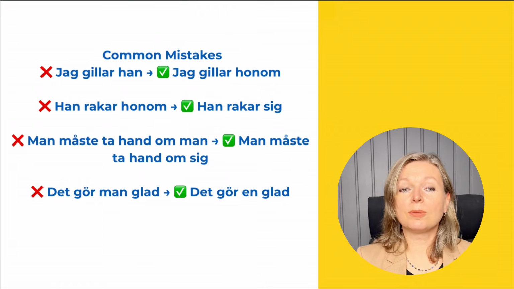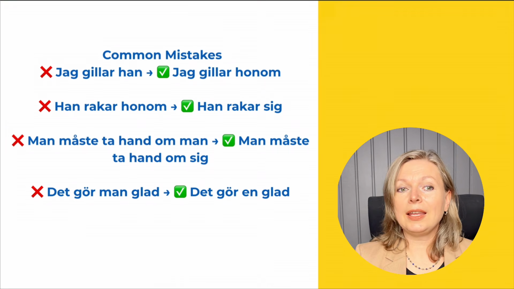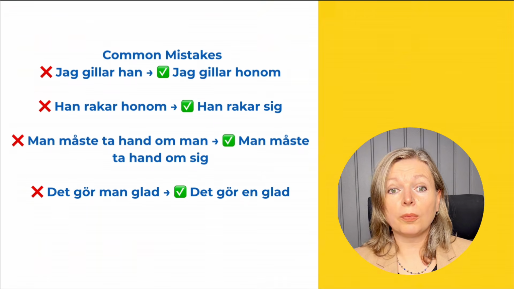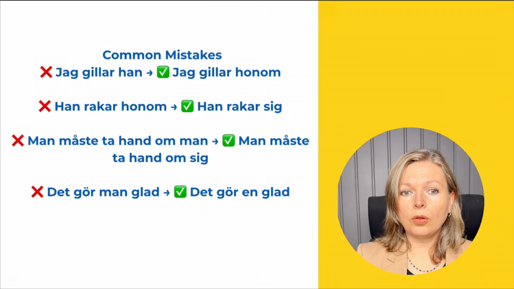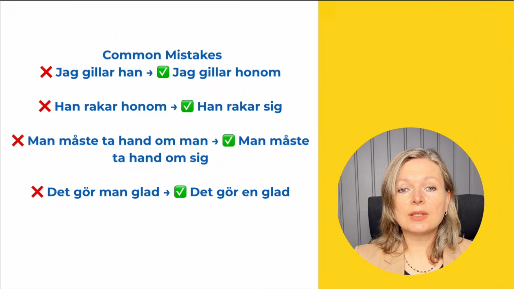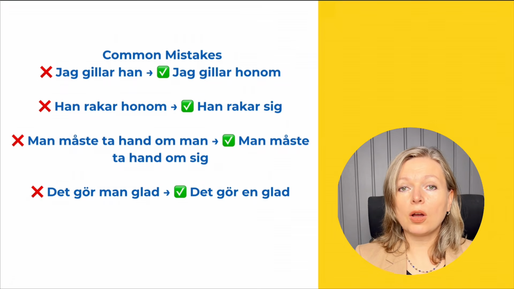And here we have some common mistakes which many learners make. Jag gillar han. I like him. No, you have to take the object form. Jag gillar honom. Han rakar honom. If you don't have two people but he shaves himself, it will be han rakar sig.